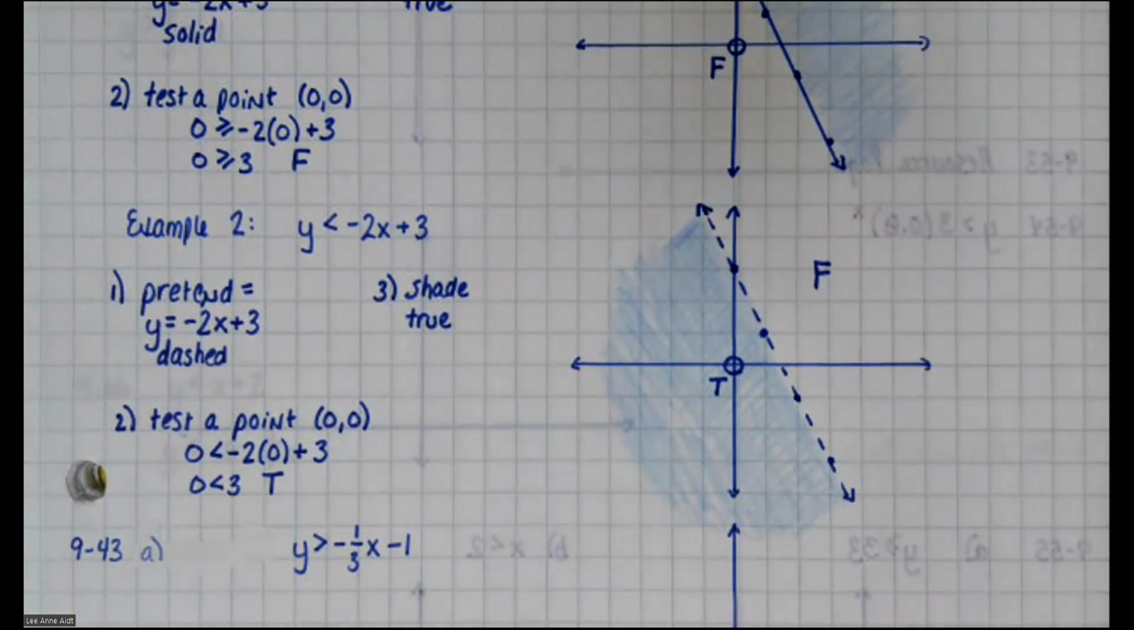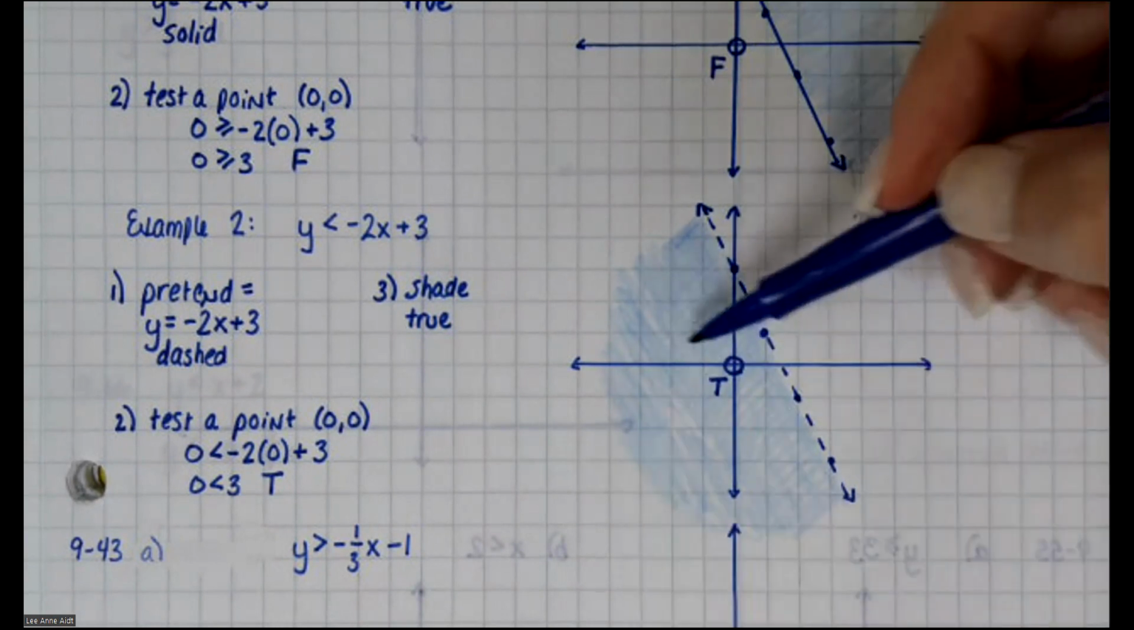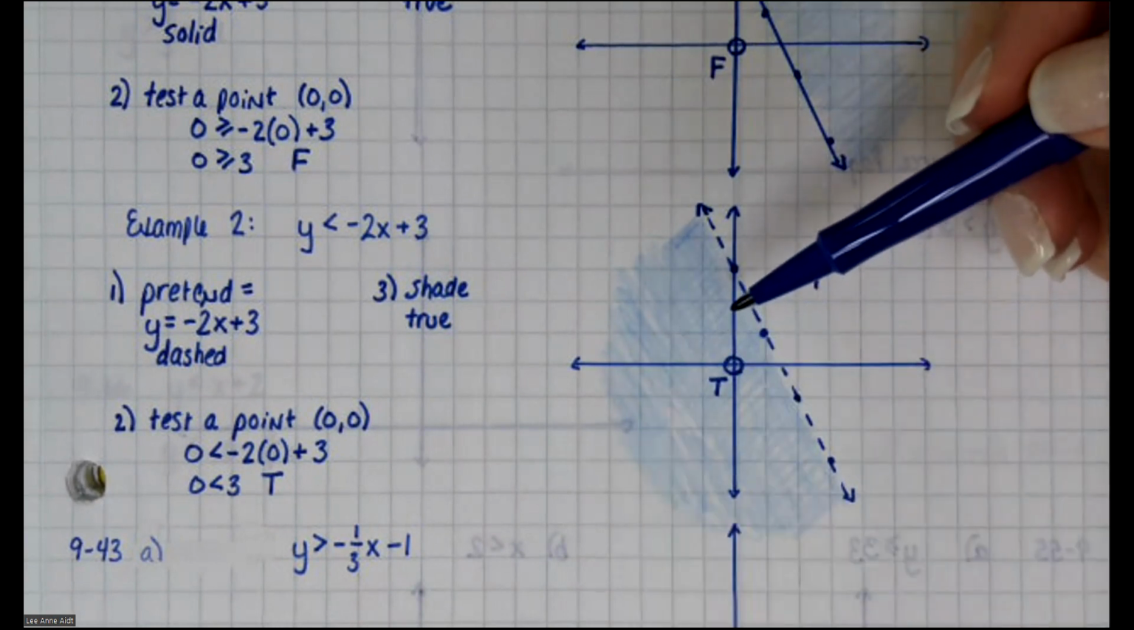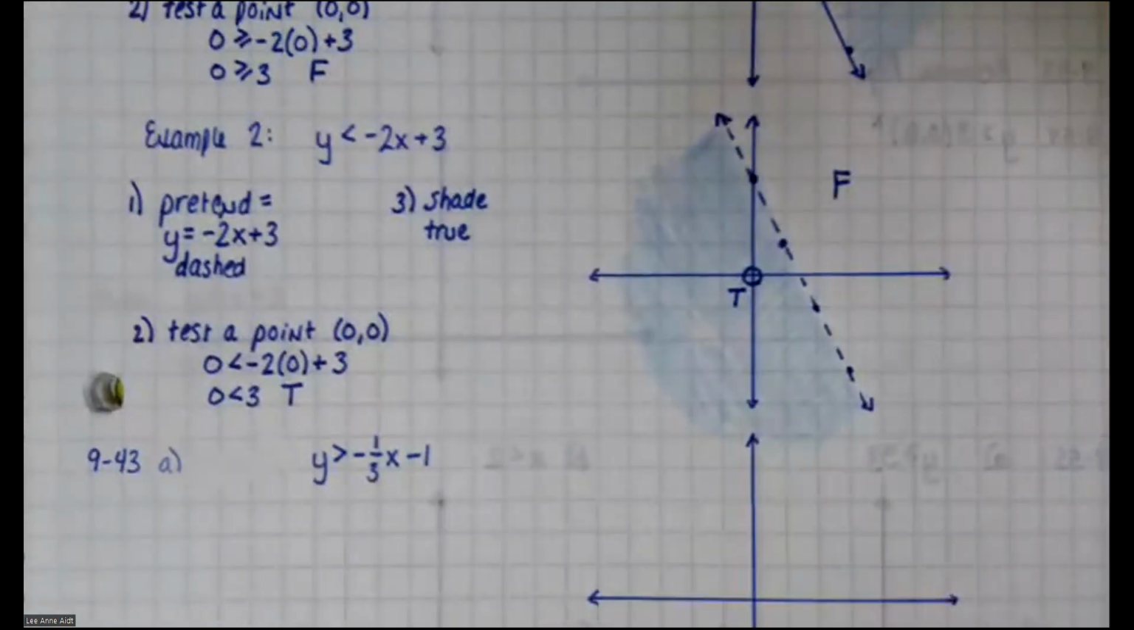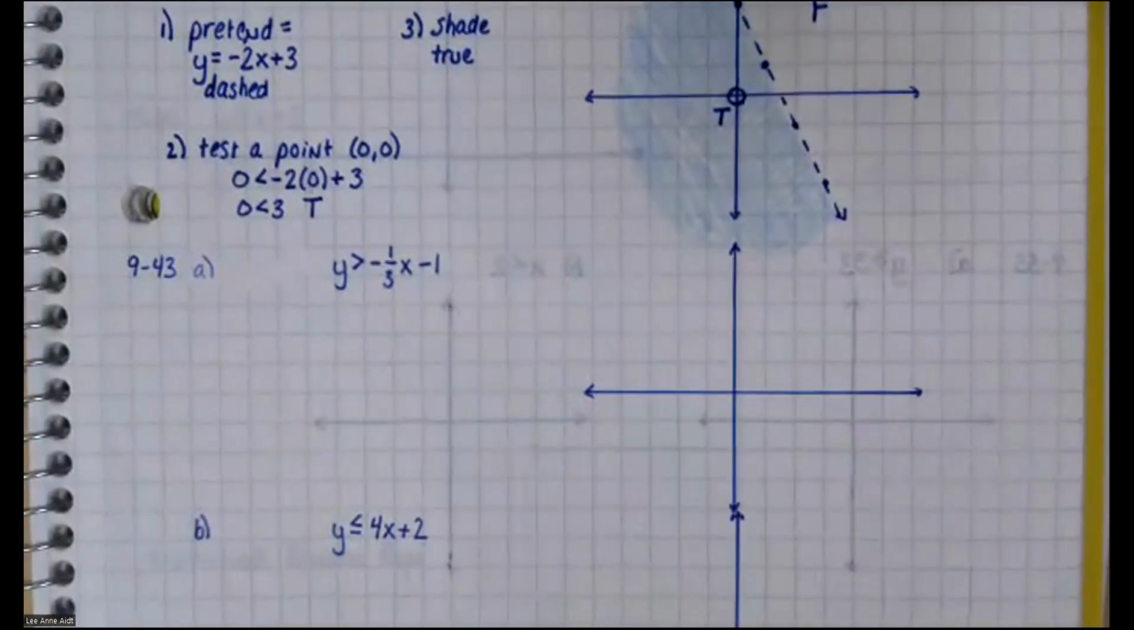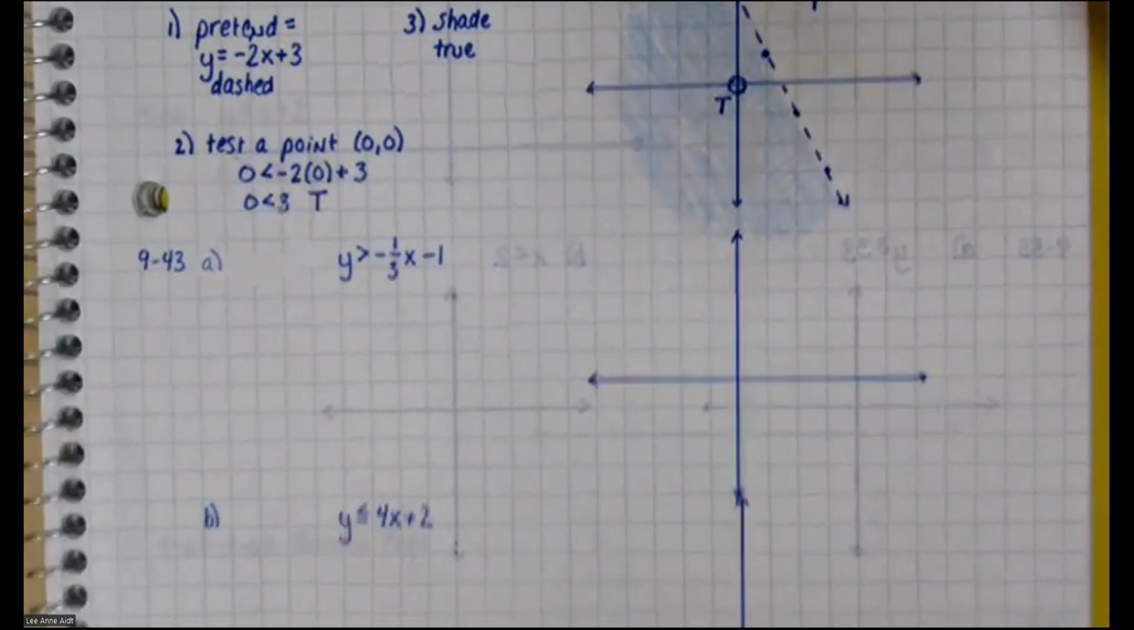You might be thinking to yourself, Mrs. Talbot, is there a final answer for these? The answer is the graph, because there's infinite coordinates here. We can't write them all out. So the graph is the answer. Okay, almost done. This is the end right here.